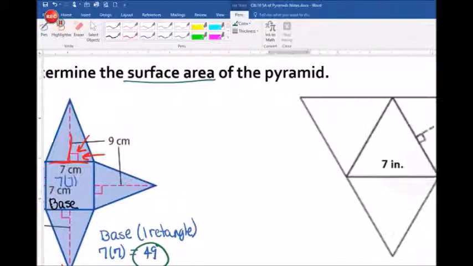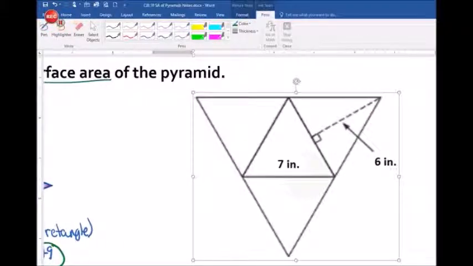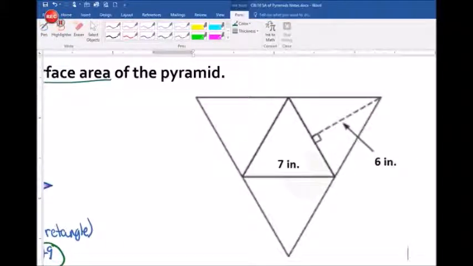Let's take a look at the triangular pyramid over here on the right. Again, I know that on our notes it doesn't tell which one's the base, so I'm going to go ahead and tell you that the one in the middle is the base. On your test, it will be noted for you. We need to find the lateral surface area first. So the lateral surface area is the area of these three triangles.